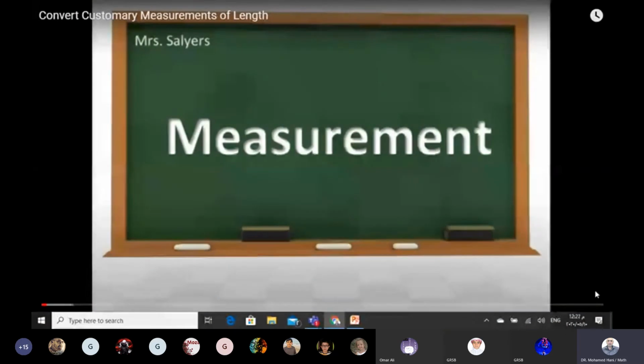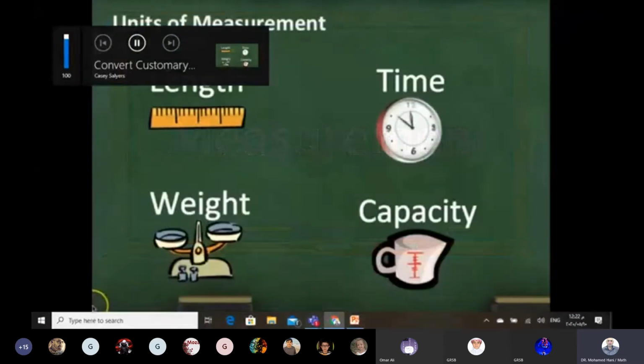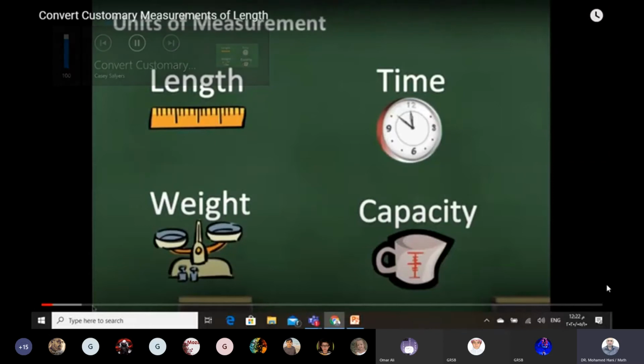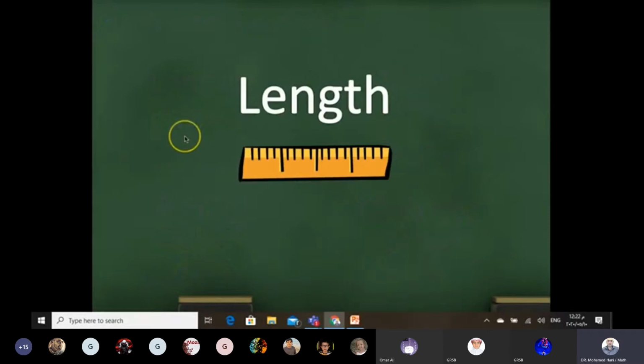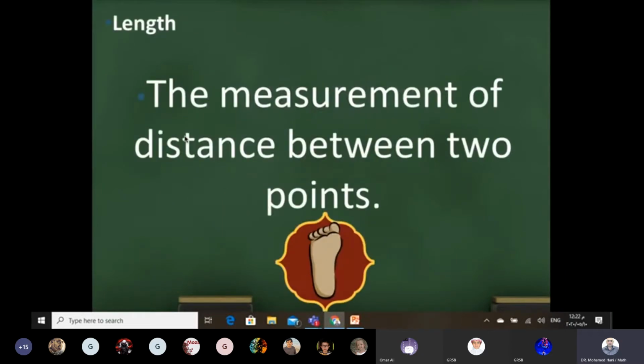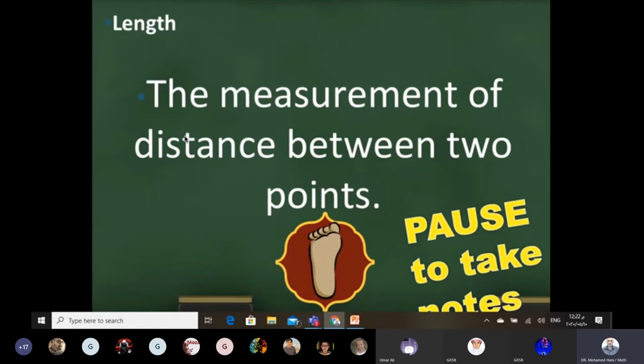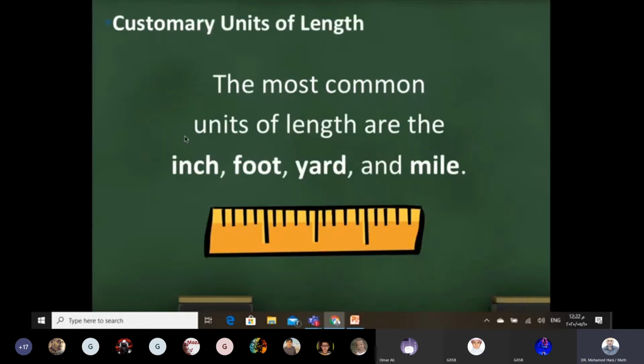We're going to talk about measurement. There are 4 different types of measurement. We have length, time, weight, and capacity. Today we're going to focus on length. Length is the measurement of distance between 2 points. So if you measure from your heel to your toe, you are measuring length. The most common units of length are inches, feet, yards, and miles.